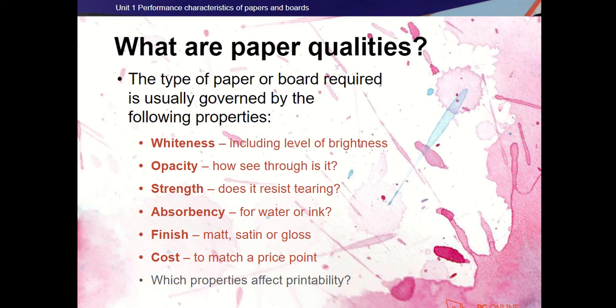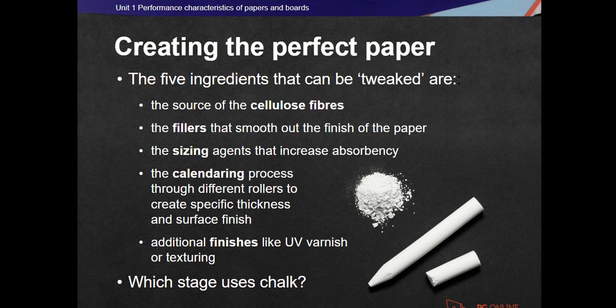So whiteness, how bright it is, opacity or translucency. Strength, absorbency. Again, you've got to think about if you're using kitchen roll, it's got to be absorbent. If it's not, it's pointless, it's rubbish. Finish, how it looks, matte. Think about posters, think about glossy magazine pages. Cost, and then which properties affect printability. So a lot of them do obviously affect printability, especially if the ink's bleeding and all that kind of stuff.